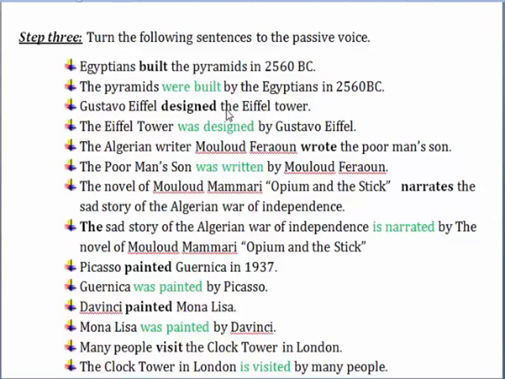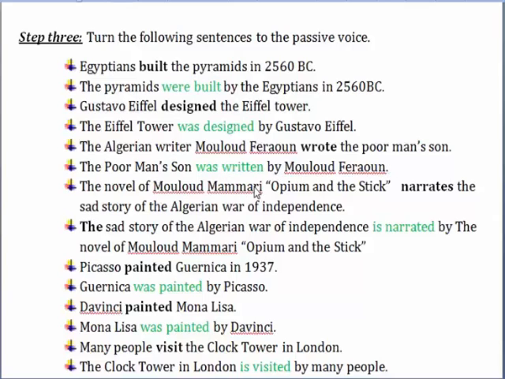Gustavo Eiffel designed the Eiffel Tower. It's in the past simple tense. The Eiffel Tower was designed by Gustavo Eiffel. The Algerian writer Mouloud Feraoun wrote The Poor Man's Son. Wrote is an irregular verb. This is the past simple of the verb to write. The Poor Man's Son was written. So the infinitive is write, past simple is wrote, past participle is written, by Mouloud Feraoun.